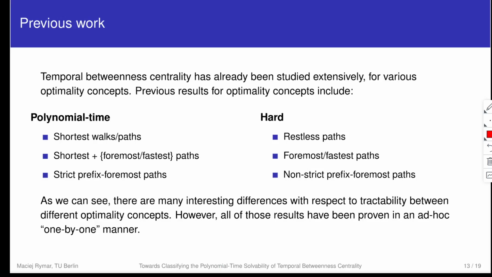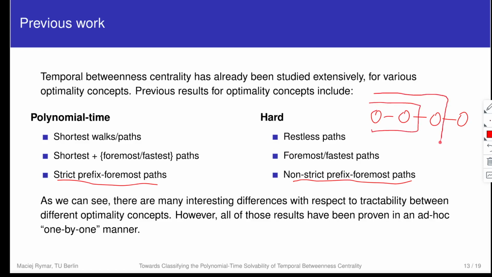And another interesting point here is to point out the difference between strict and non-strict prefix foremost paths. So paths are prefix foremost if they're foremost and all their prefixes are also foremost. So for this to be a foremost path, we would have to have that it's foremost, but also this is a foremost path and this is a foremost path. And for such paths, we can see that strictness determines whether it is polynomial time solvable or computationally intractable. So here, sharp P hard.